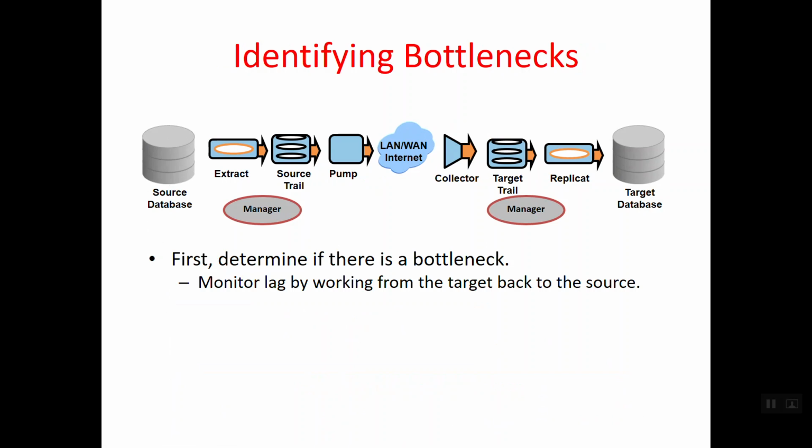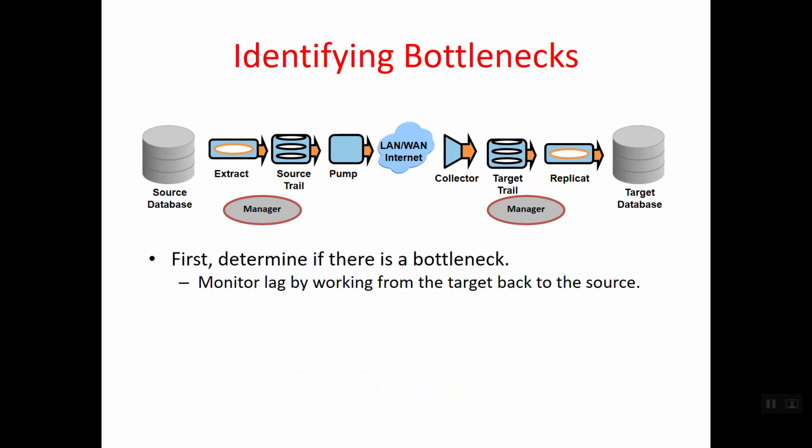Okay, so it is taking time reading the data from the target trail files and writing to the target database. Might be the target database is slow, or the replicate itself is slow doing all of this task. So we have to monitor the lag by working from the target to the source side. That is the thumb rule for troubleshooting.